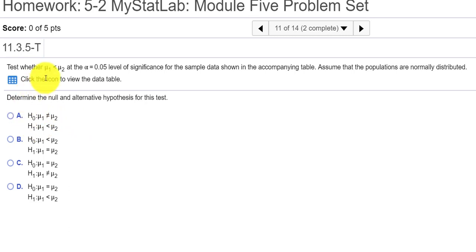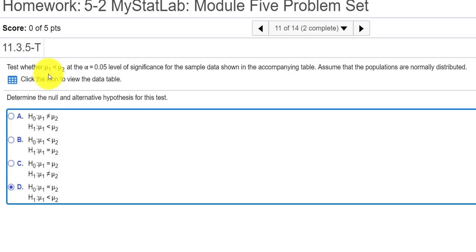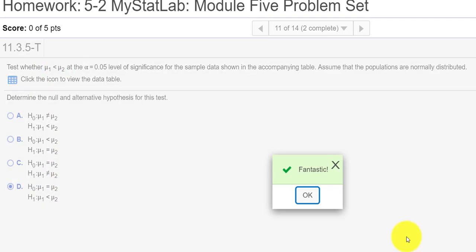The null hypothesis would be that U1 is equal to U2. So my choices are either C or D. And my alternative would be that U1 is less than U2, right? Because this is what we're given, U1 less than U2. I check my answer. Looks good.